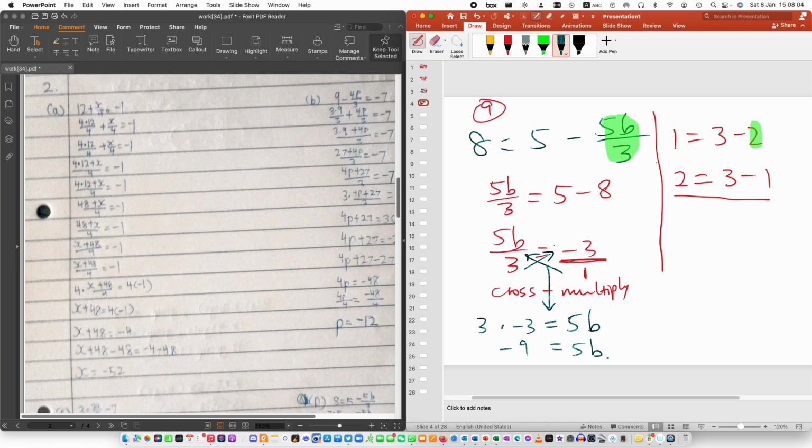Then the next step is, how do you get b? Divide by the 5, right? Then this one also must divide by 5. Then you should end up with minus 9 over 5. So you simplify it further. Use your calculator, you should get negative 1 4 over 5. Does it make sense? Yeah.